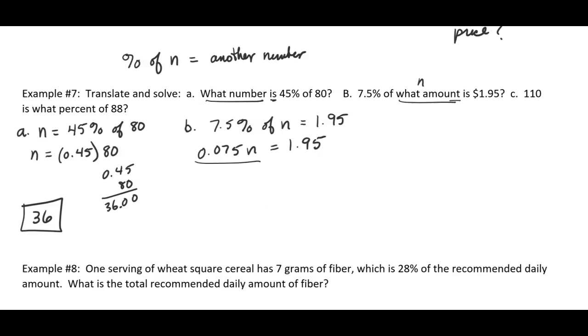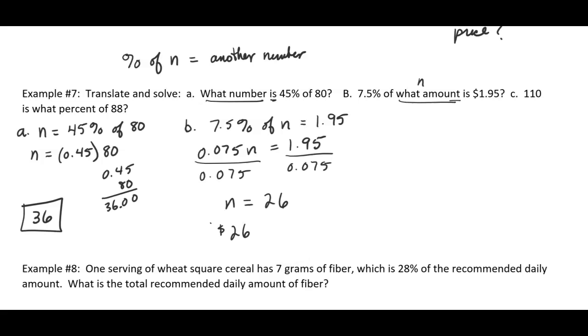We're going to divide by 0.075. And now I am going to pull out my trusty calculator. I'll go 1.95 divided by 0.075. 26. So what is the amount? It says 7.5%, what amount? Okay, the amount is $26.